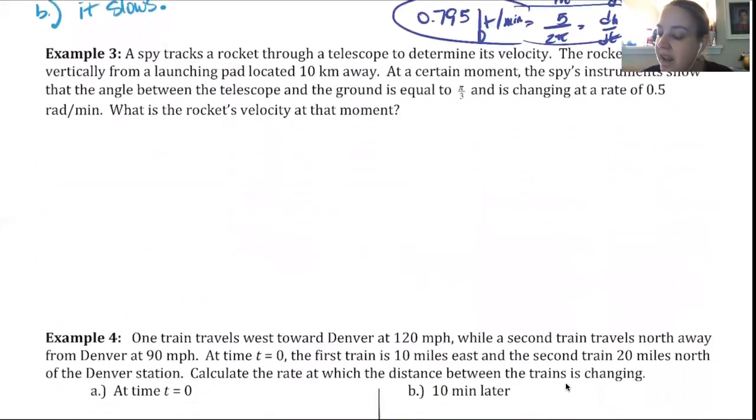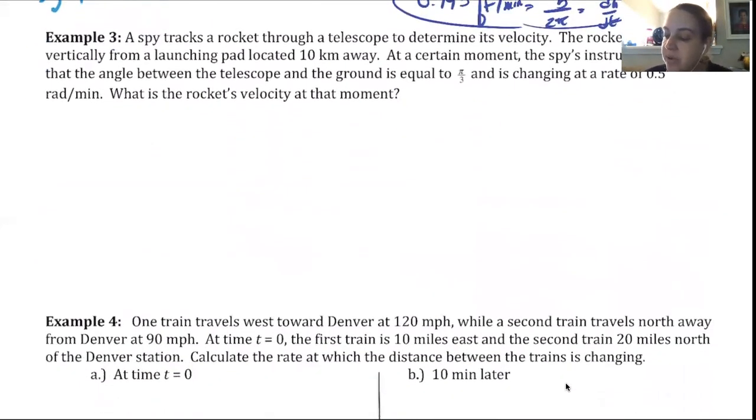Example 3, a spy tracks a rocket through a telescope to determine its velocity. The rocket is traveling vertically from a launching pad located 10 kilometers away. At a certain moment, the spy's instruments show that the angle between the telescope and the ground is equal to pi over 3 and is changing at 0.5 radians per minute. What is the rocket's velocity at that moment?